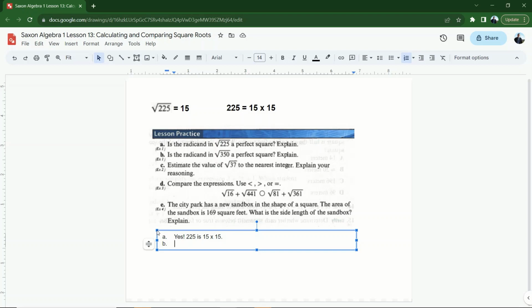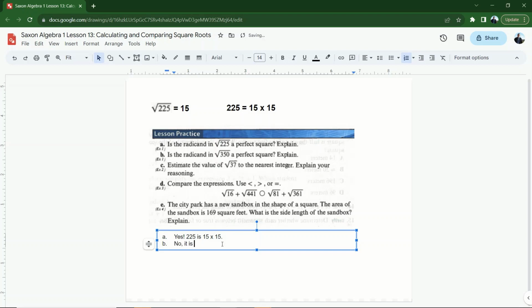256. So we're getting closer. What's 17 times 17? 17 times 17 is 289, even closer. 18 times 18 is 324. 19 times 19 is 361. So it's right between 18 squared and 19 squared.